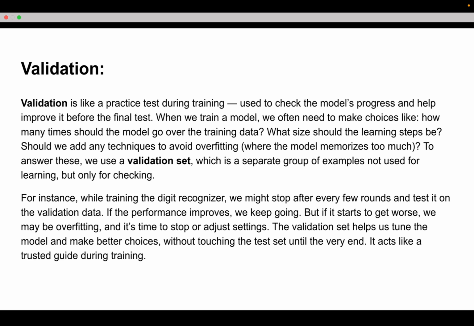To answer these, we have a validation set, which is a separate group of examples not used for learning, but only for checking. For instance, while training the digit recognizer, we might stop after every few rounds and test it on the validation data. If the performance improves, we keep going. But if it starts to get worse, we may be overfitting and it's time to stop or adjust the settings. The validation step helps us tune the model and make better choices without touching the test set until the very end. It acts like a trusted guide during training.